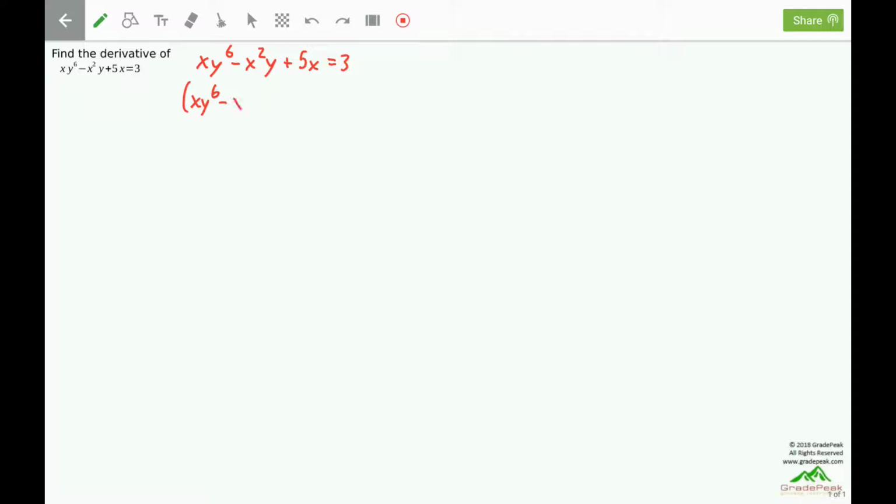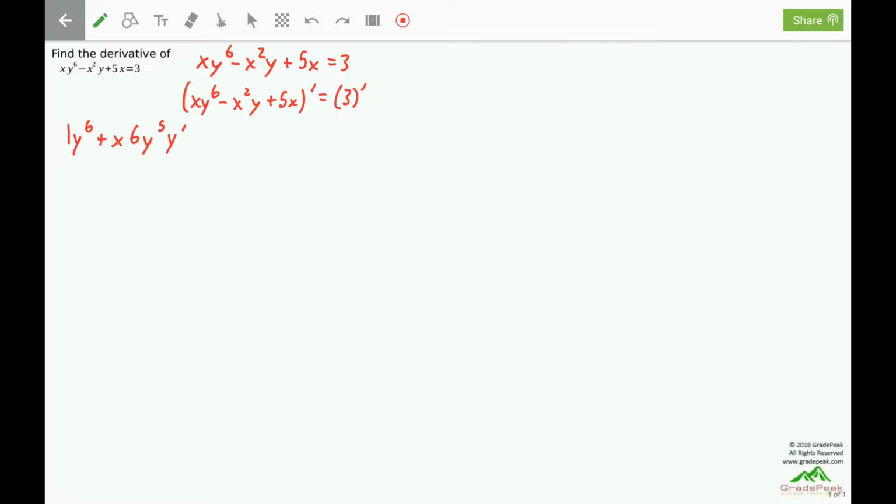This is done by taking the derivative of both sides with respect to x, indicated by a prime on both sides. The first term is the product rule, x times y to the 6. The derivative of the first, derivative of x, is a 1 times the second left alone, y to the 6, plus the first left alone, x, times the derivative of the second, which is a power rule. Bring down the 6, subtract 1 from the power, and then we multiply by the derivative of the inside, which will give us a y prime.